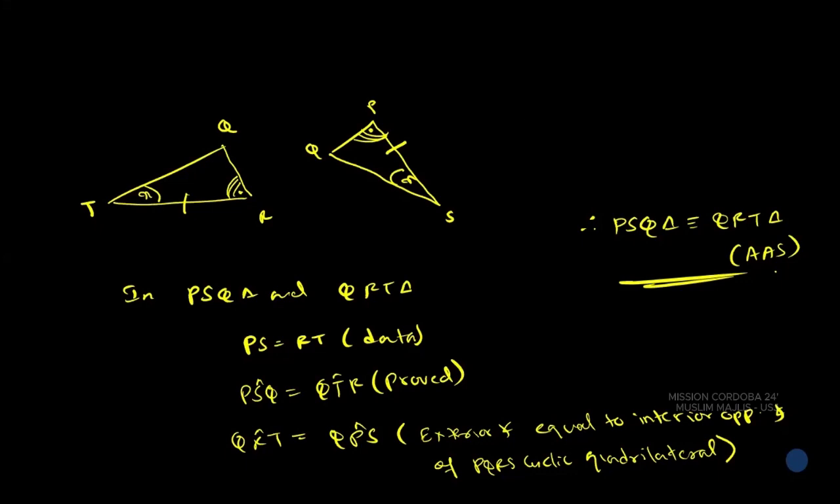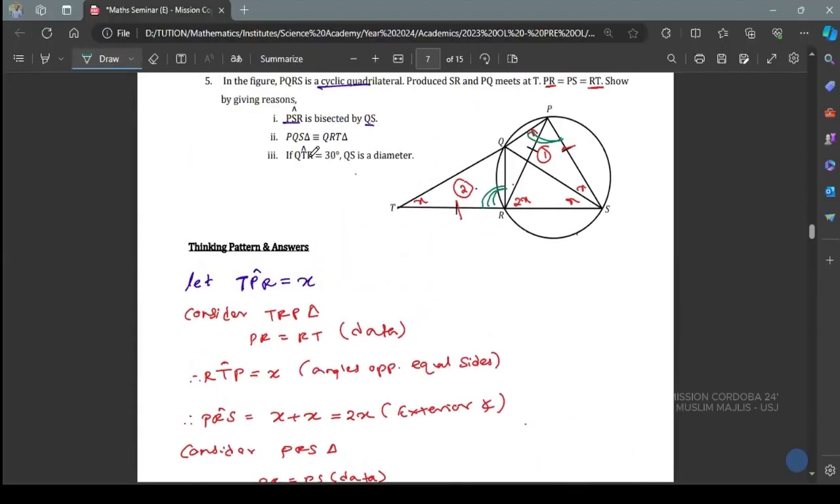We'll continue the session for another 5 to 10 minutes. All right, so the last part. If angle QTR is equal to 30, Puta, what is QTR? It's x, no? It's x. They want us to prove that QS is a diameter.